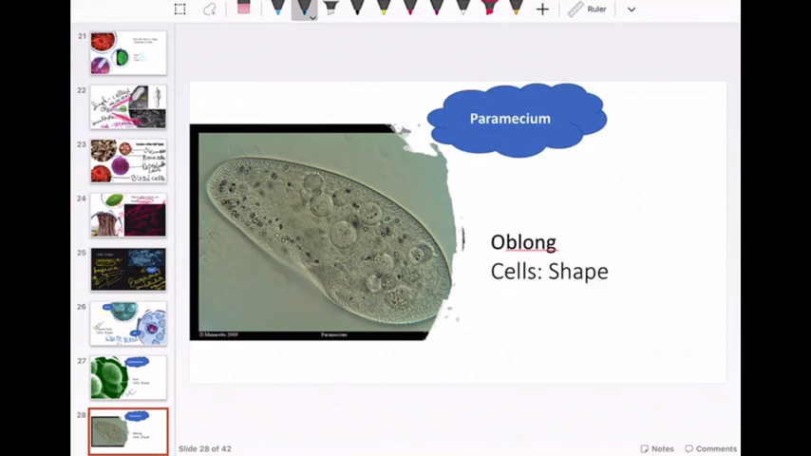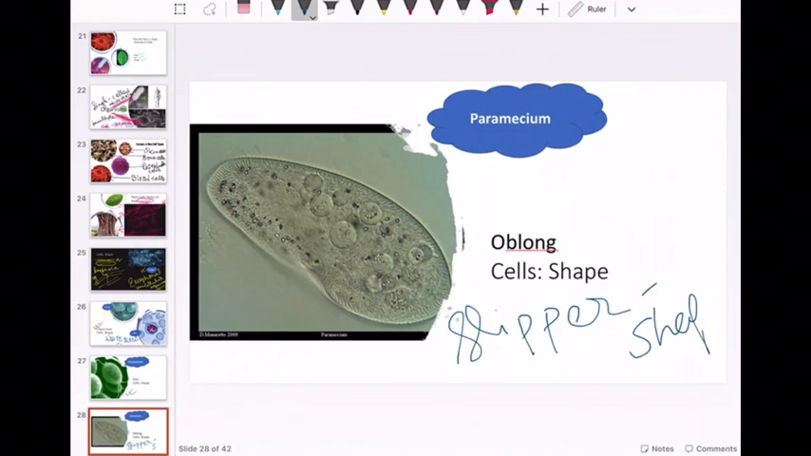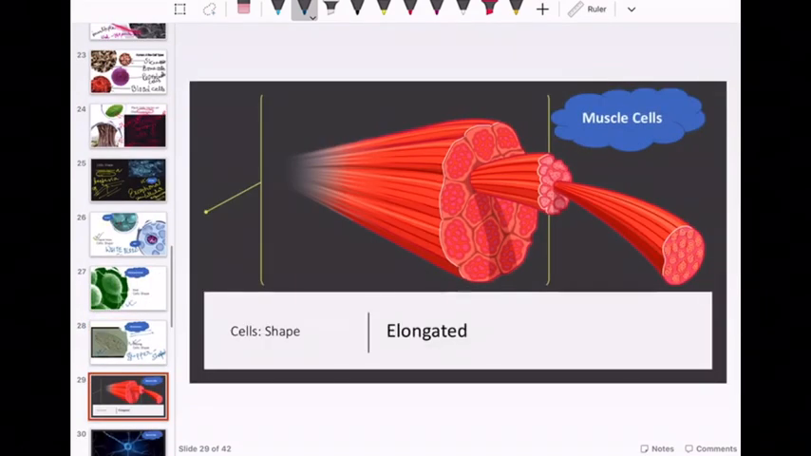Next type, this is a very interesting shape I have ever seen in a unicellular organism. That is slipper shaped. They are known as slipper shaped because their shape resembles our slippers. They are paramecium. They are actually oblong in shape.